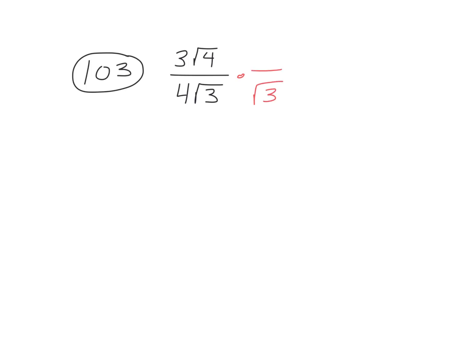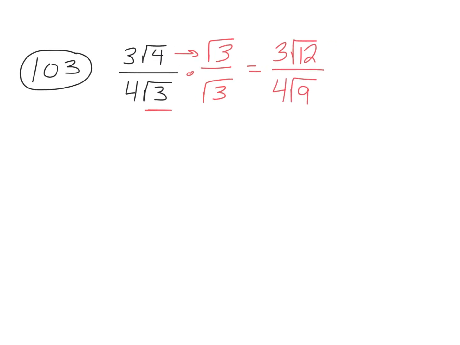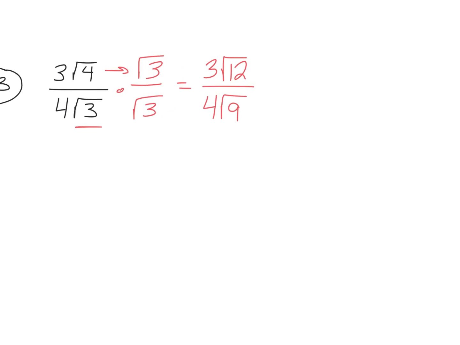Okay, so square root of 3, square root of 3. So we're multiplying the radical in the bottom. Now multiply straight across. What do I have on the top? 3 square root of 12. What do I have on the bottom? 4 square root of 9. So you want to keep simplifying. What is a perfect square that goes into 12? 4, left over 3.